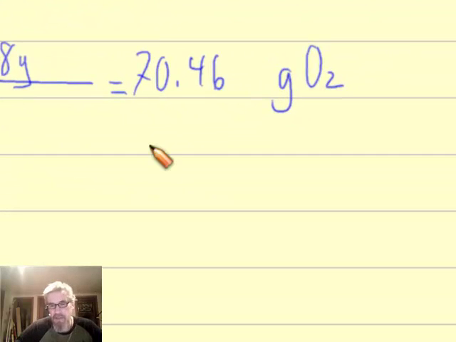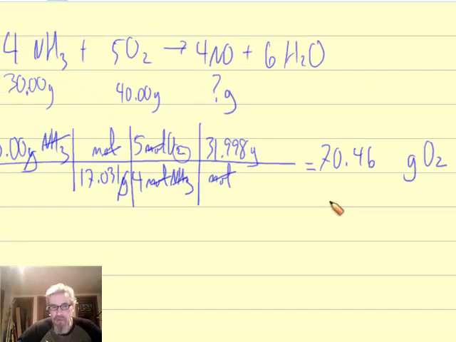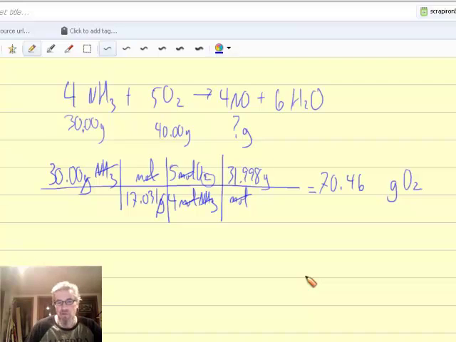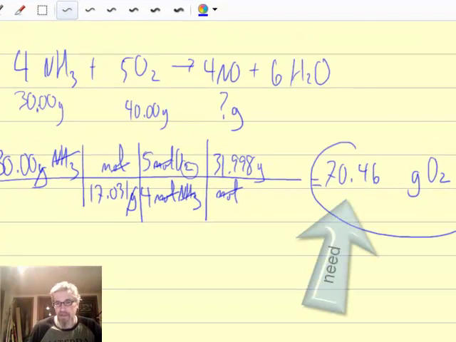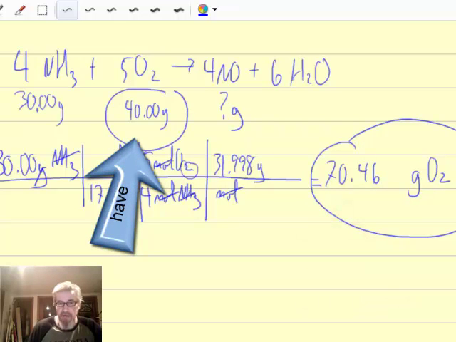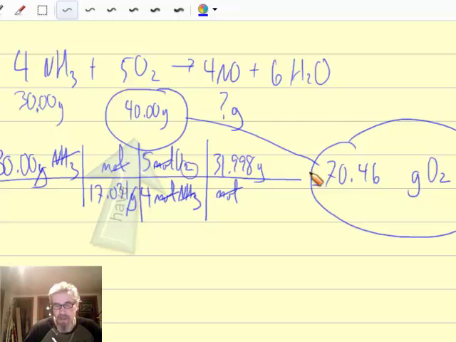So here's what that's telling me. It tells me in order to use up the 30 grams of ammonia, well, here's what I do with that information. I compare the needed amount that I just calculated with the available amount that the problem tells me I actually have. So looking at this situation, my calculation told me that I need 70.46 grams of oxygen to use up the ammonia. But I only have 40 grams. When I compare the 70 grams with the 40 grams, clearly I don't have enough oxygen to complete this reaction.